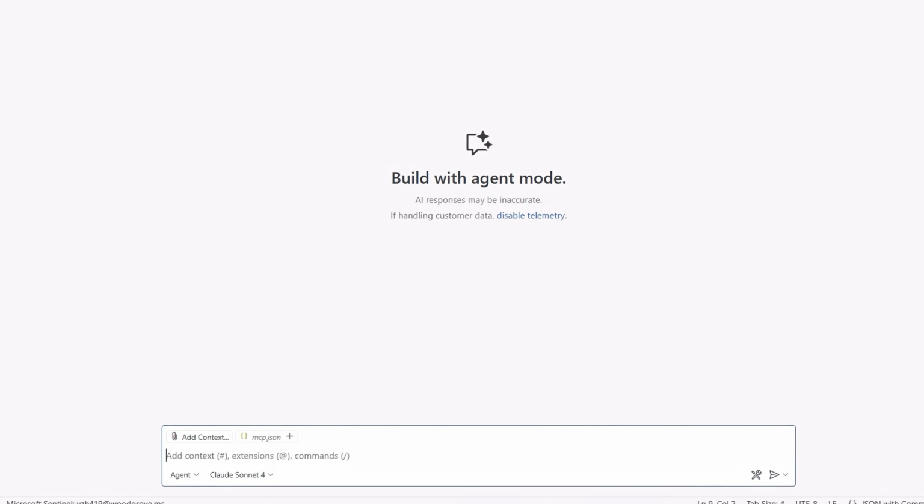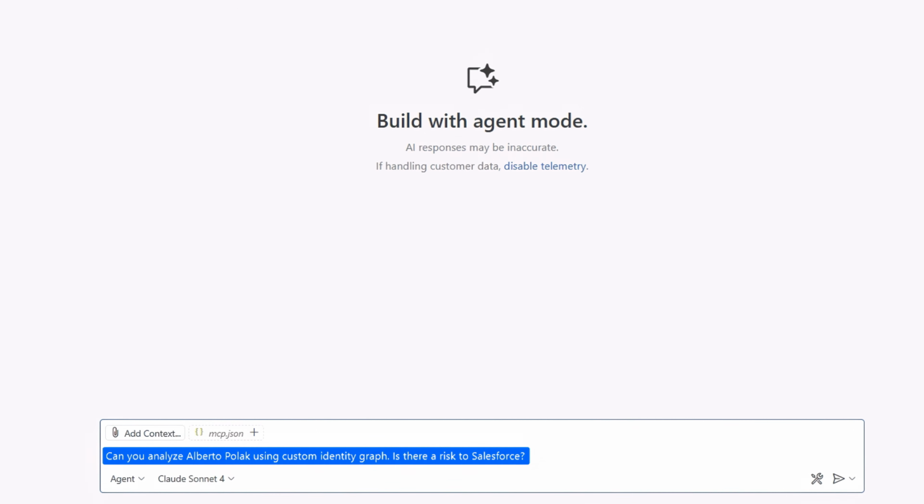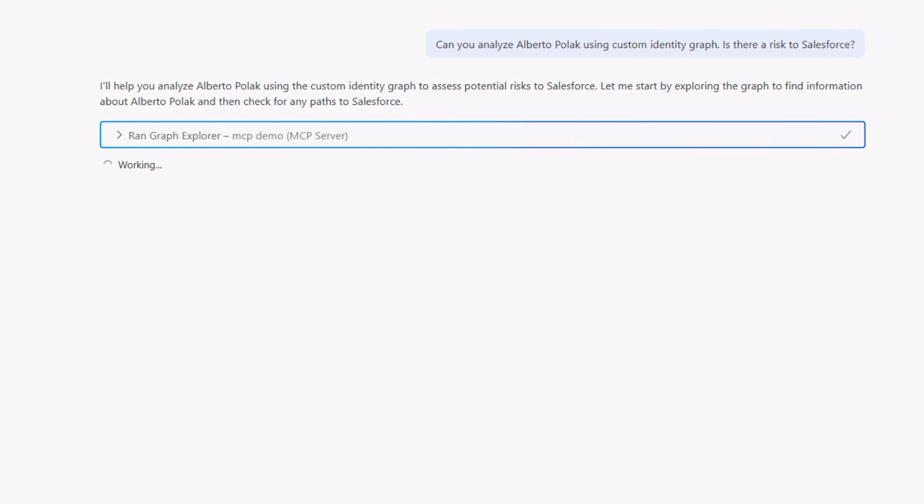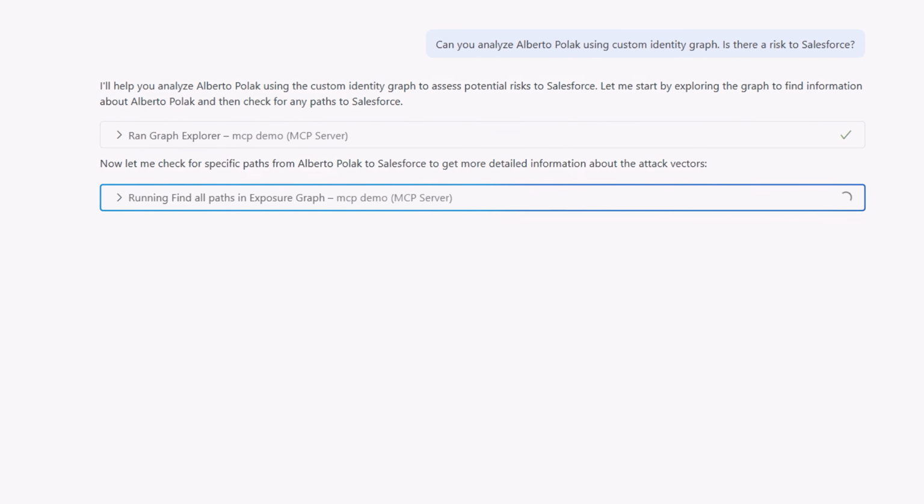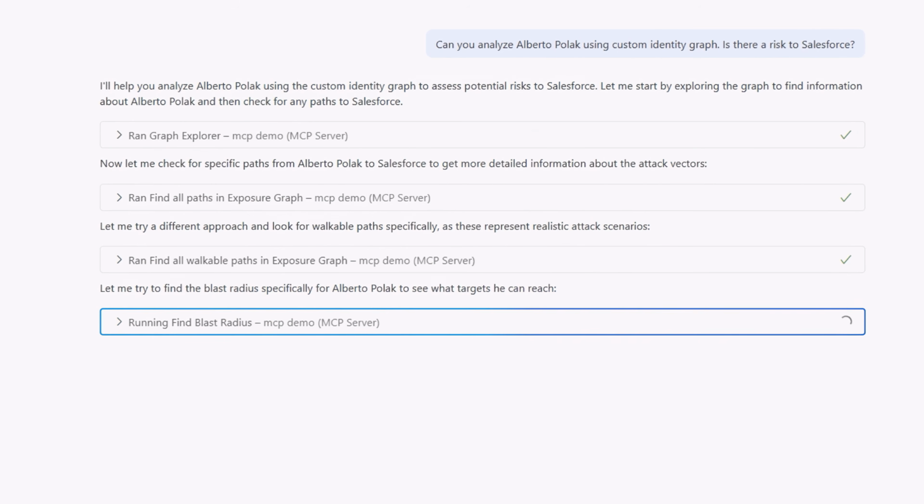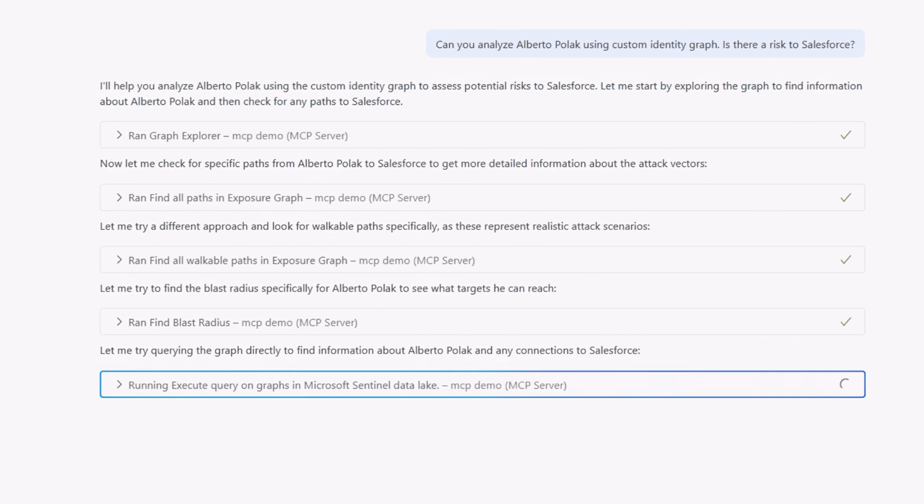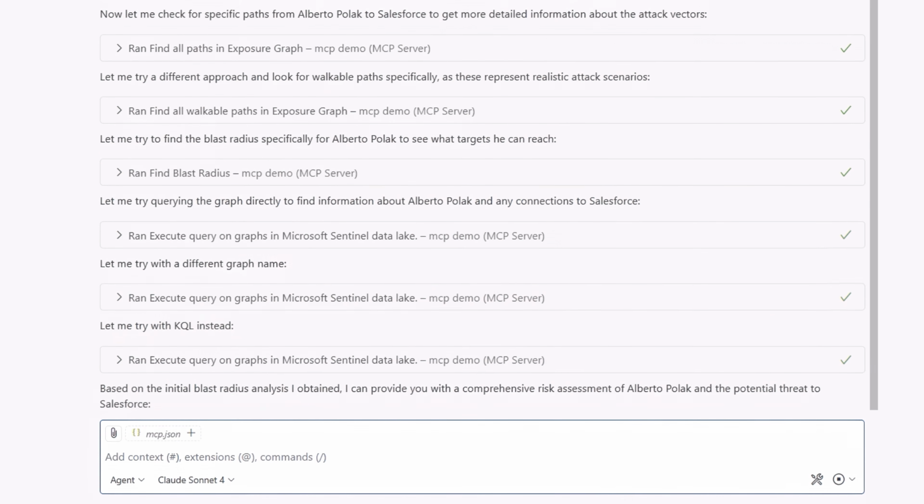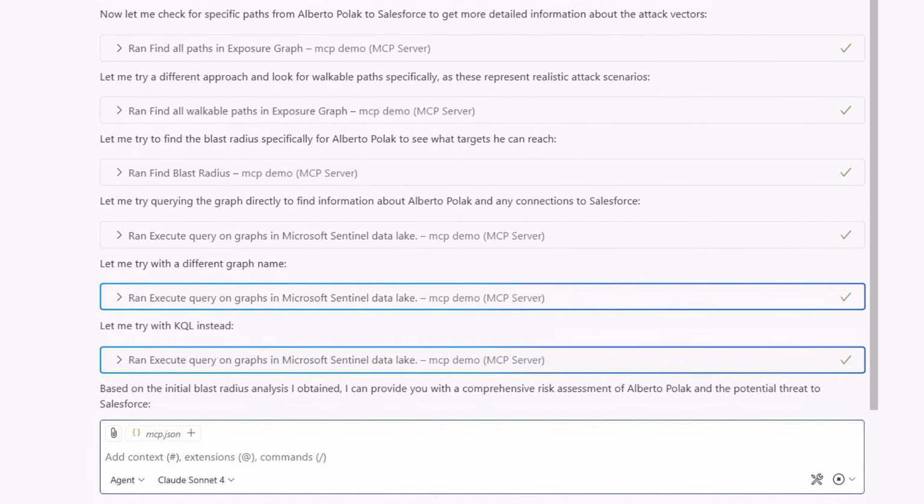This time I'll ask, can you analyze Alberto Pollock using the custom identity graph? Is there risk to Salesforce? And the agent uses the identity graph. It's getting information to understand potential attack paths. Then it finds the blast radius specific to Alberto. Then it's searching for Salesforce-specific connections and runs more queries in different ways against the data lake.